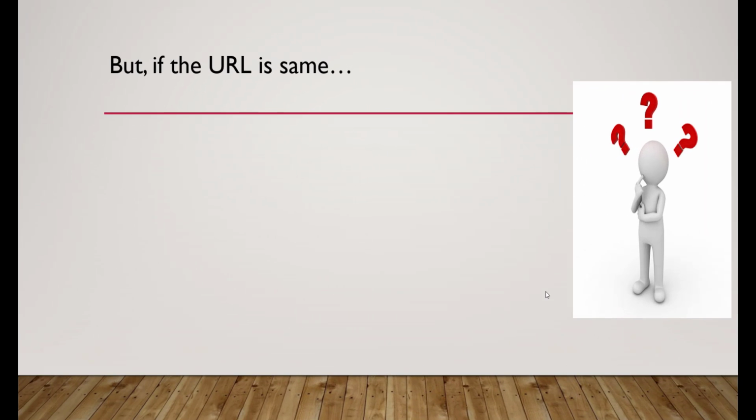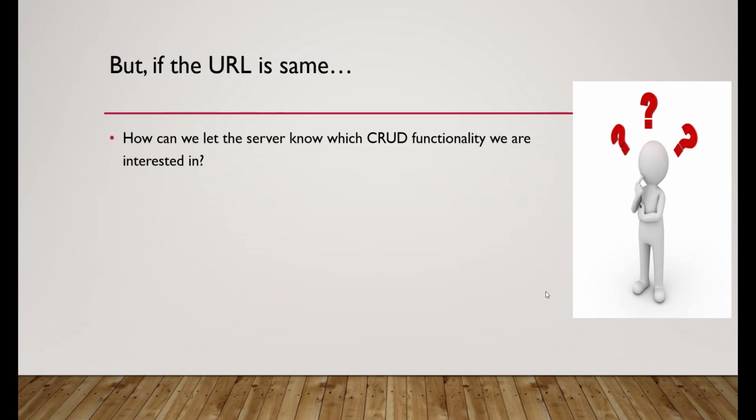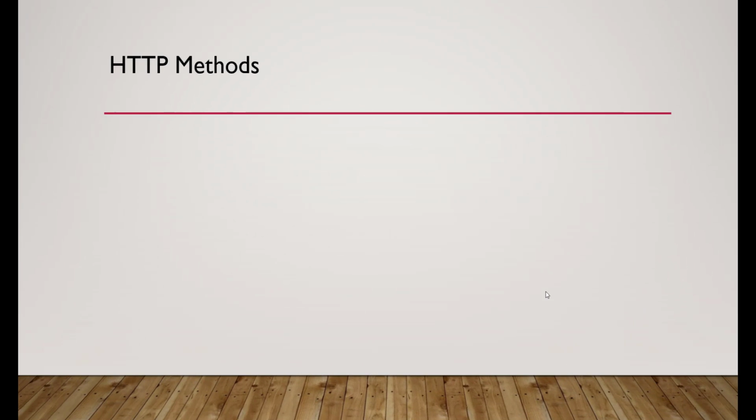Now the question arises, if the URL is same, how can we let the server know which CRUD functionality we are interested in? I mean, after all, it's the same URL. How would the server distinguish between those different CRUD functionalities? Well, that's where HTTP method comes in. Now, HTTP methods play a very crucial role in RESTful APIs, even though they were already present before the REST style, but after the arrival of RESTful APIs on the scene, they have kind of become celebrities. So let's understand what gives HTTP methods the celebrity status.